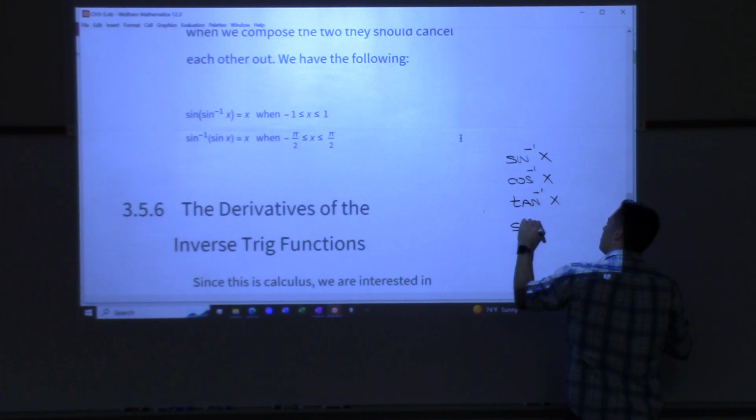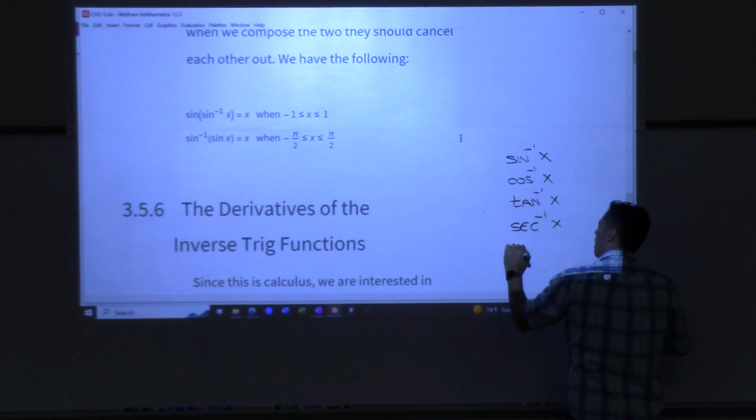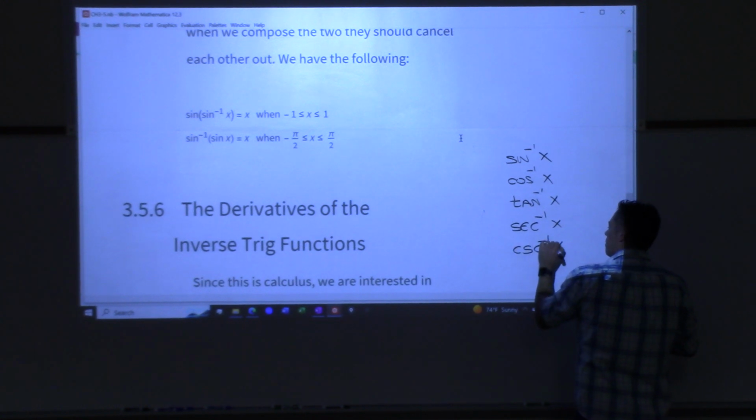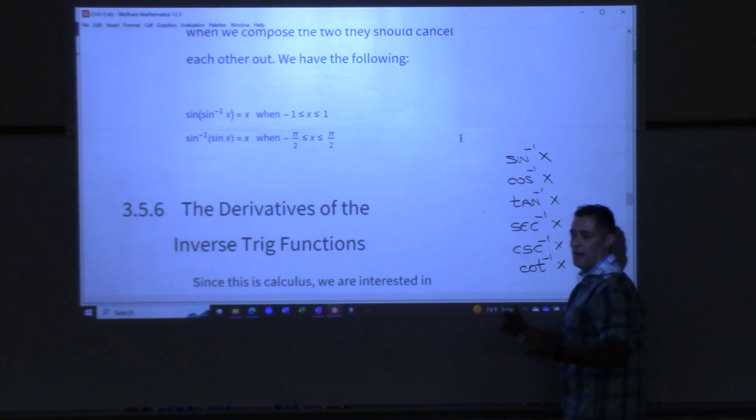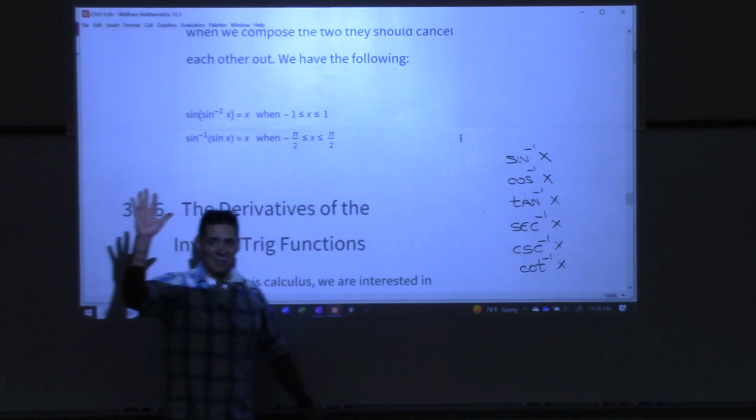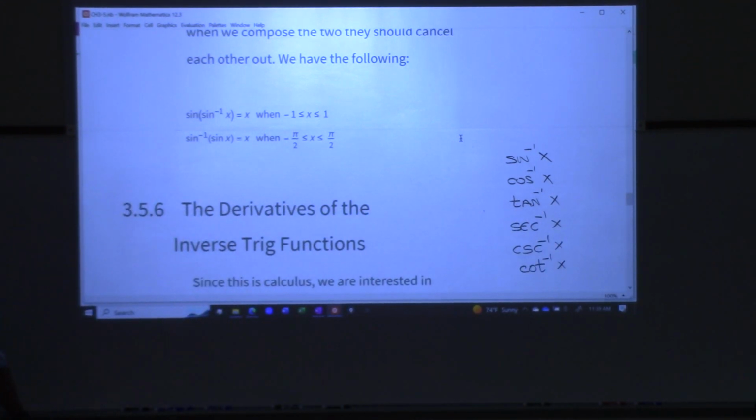Quick show of hands. How many of you remember, at least at some point in pre-cal, having covered those 6 trig functions? Everyone remember seeing those? No?